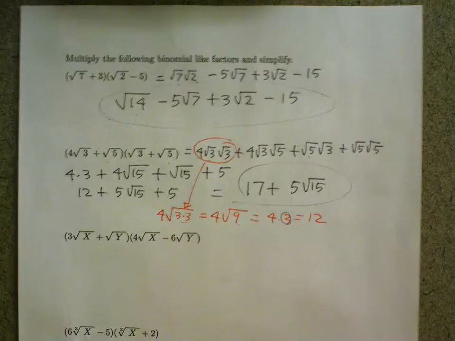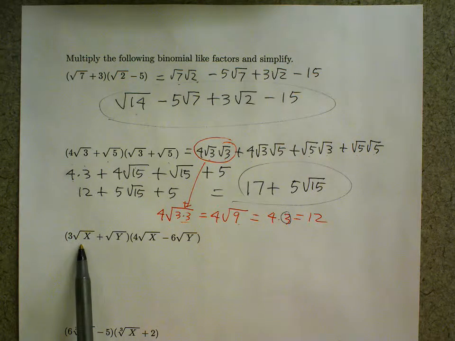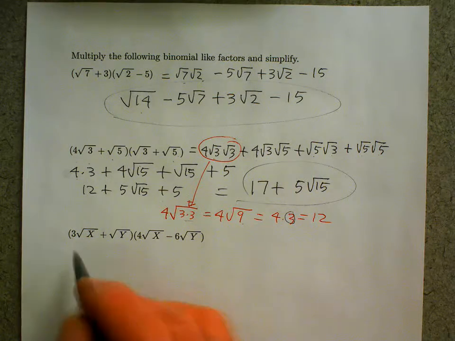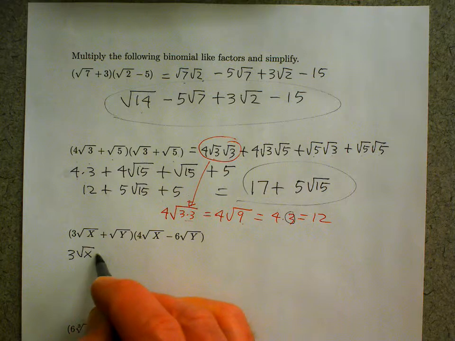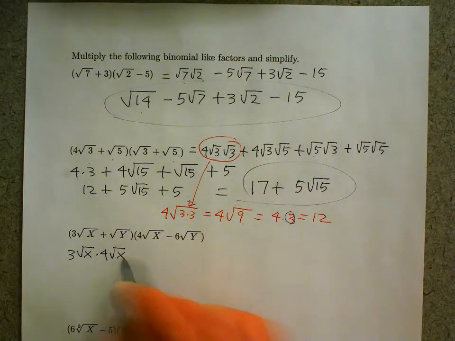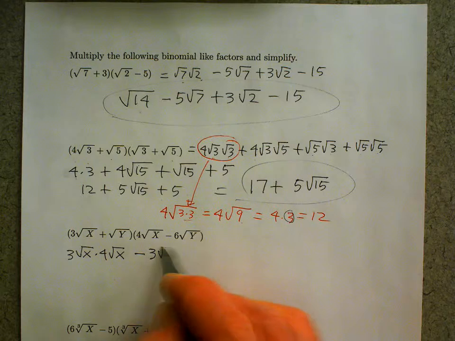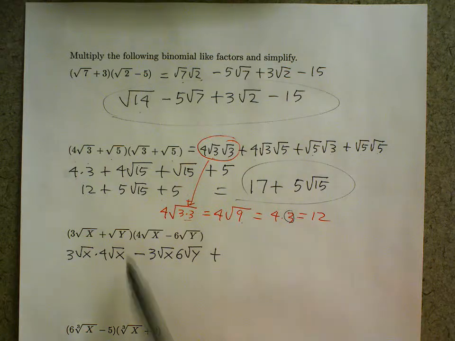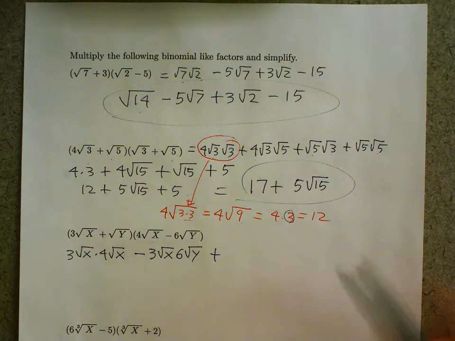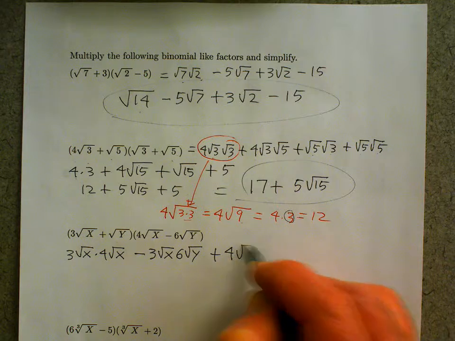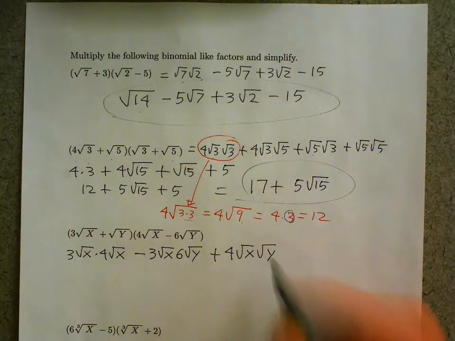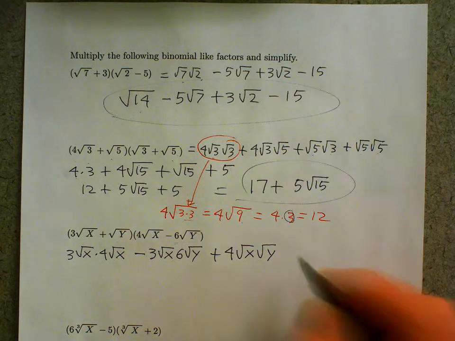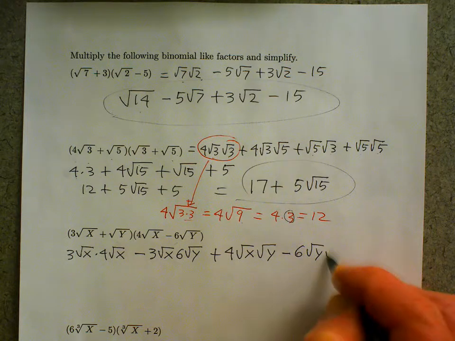Okay, and the next one, 3 times the square root of x times 4 times the square root of x. Okay, I'll write it out. 3 times the square root of x times 4 times the square root of x. And then minus 3 times the square root of x times 6 times the square root of y. And then plus the square root of y times 4 times the square root of x. I'll write it as plus 4 times the square root of x times the square root of y. And then finally minus the square root of y times 6 times the square root of y. So minus 6 times the square root of y times the square root of y.